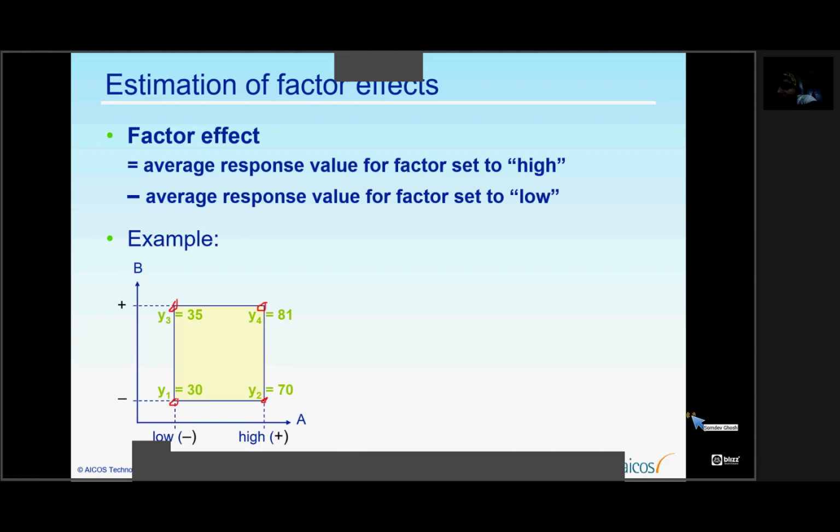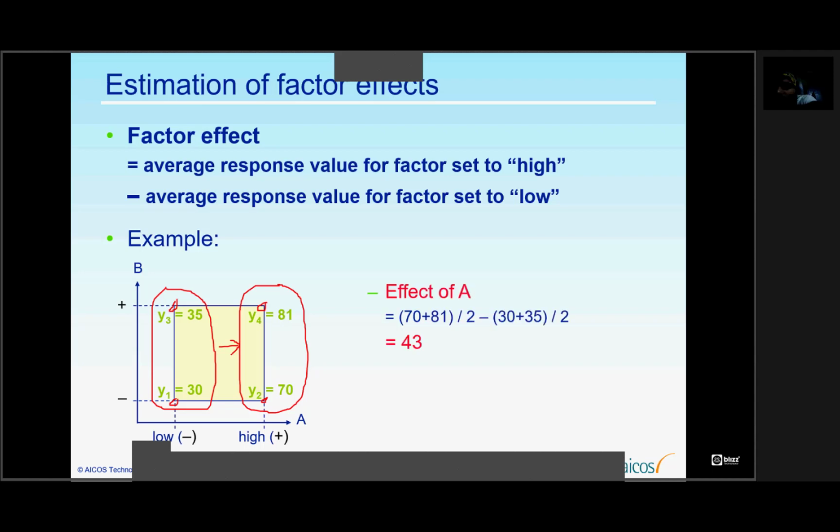So now, if we want to find the impact of A, what happens if you increase A from low to high? And what you can see is actually for low A, the results are more or less about 30. And for high A, the results are more or less 70 or 80. So the impact of changing A from low to high is the difference from here left to right. And for the main effect, what we do is we take the average on the right, the average on the left, we make the difference, and we find that the effect of A is just 43.